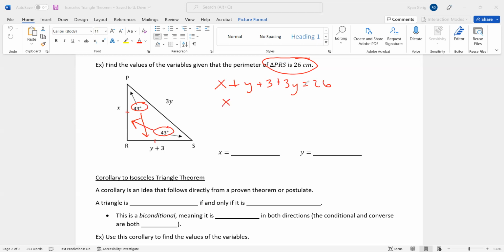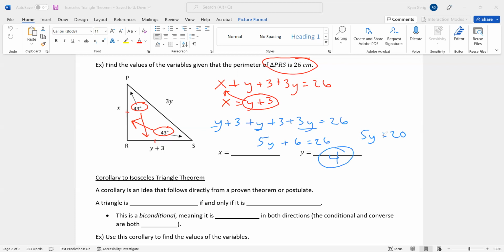So I can say that x equals y plus 3. They're the same. Now I can take that and put it in for x, and I get a new equation of y plus 3 plus y plus 3 plus 3y equals 26. So now we can solve that because it's all y's. 1y, 2 y's, 5 y's. 3 plus 3 is 6. Subtract 6. You get 5y equals 20. Divide by 5, you get y equals 4.